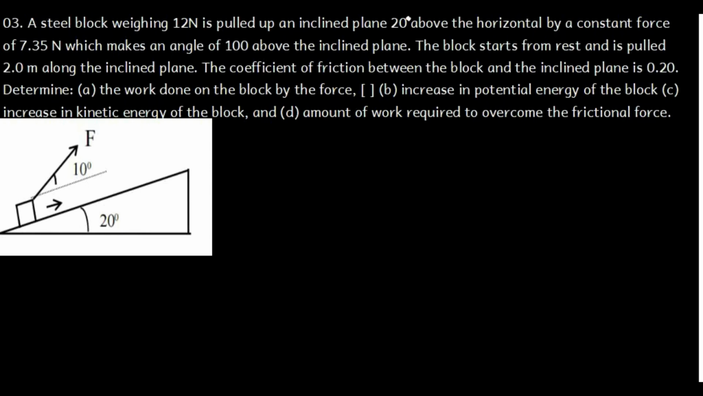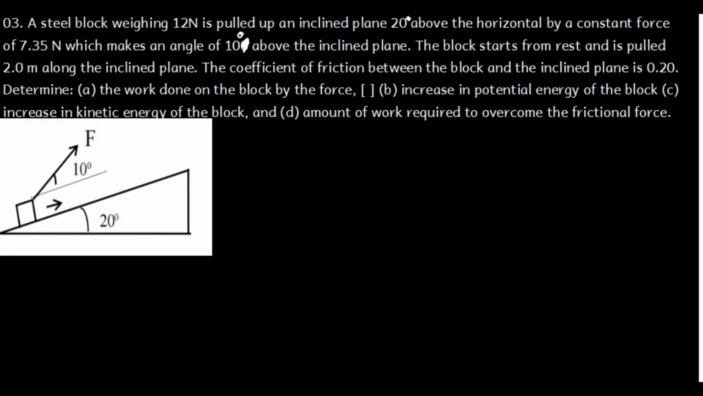This is supposed to be 10 degrees above the incline plane. The block starts from rest and is pulled 2 meters along the incline plane. The coefficient of friction between the block and the incline is 0.20.